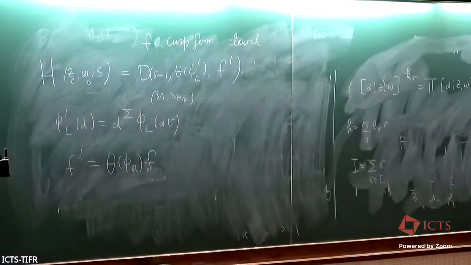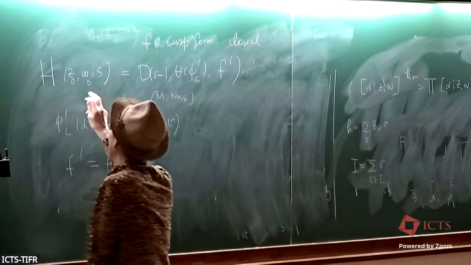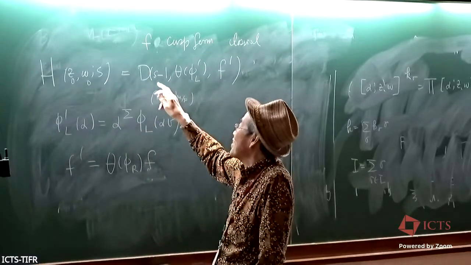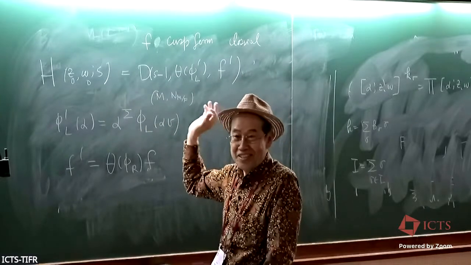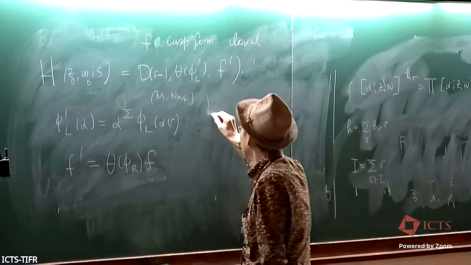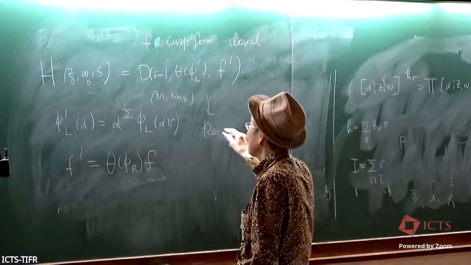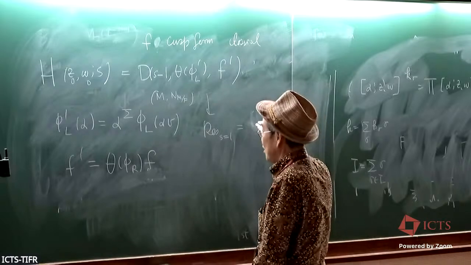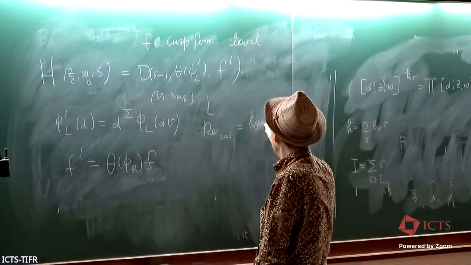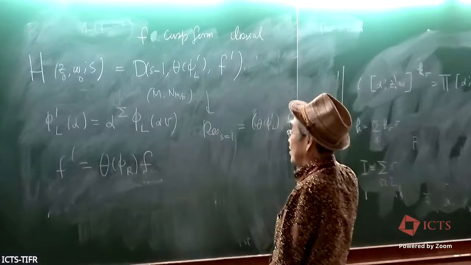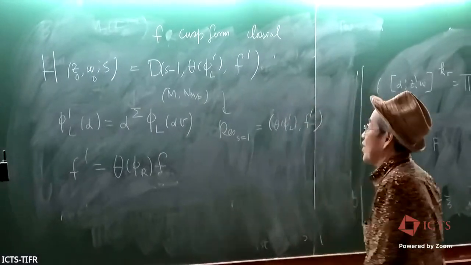Funny. So for this, then as I said, this has a pole at S equal 1. And this is normalized so that this D has a pole at S0. And the residue at S is 1, so to make it 0, of this guy is theta phi prime L F prime. Okay.